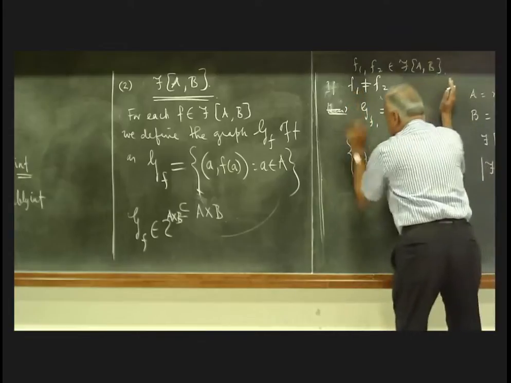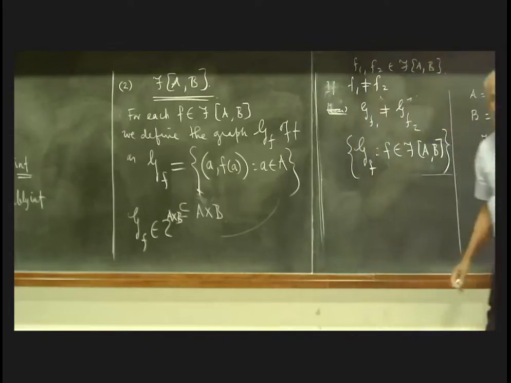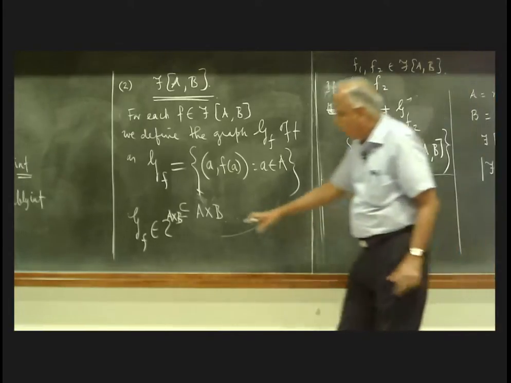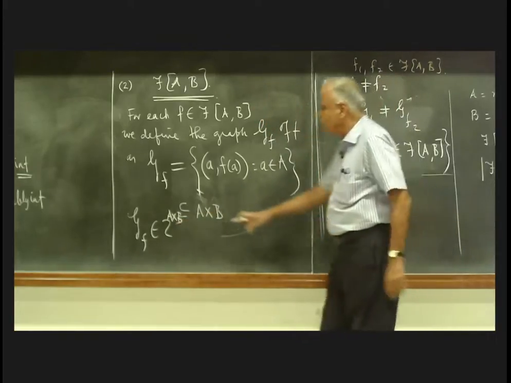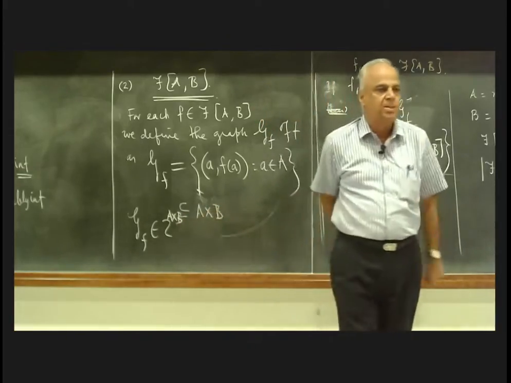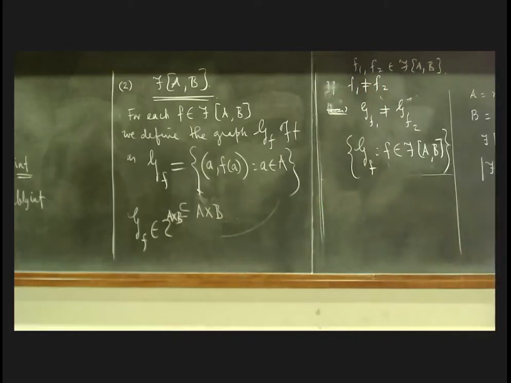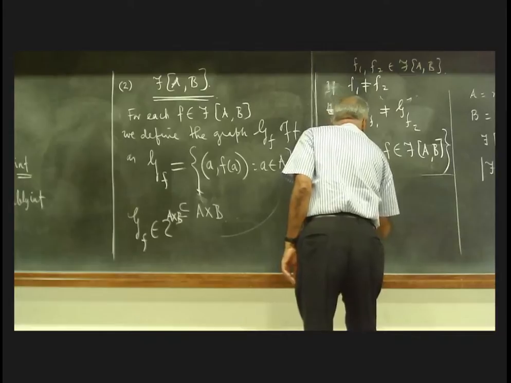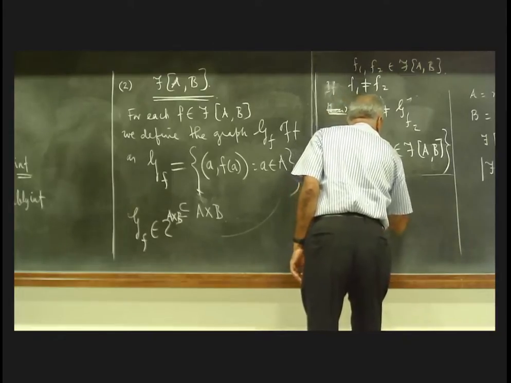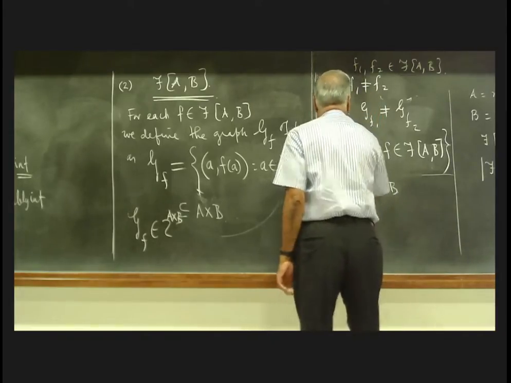Forget about this first and see where is this fellow. That fellow is in 2 to the A cross B. And now I am collecting several fellows in 2 to the A cross B. So therefore he is a subset of 2 to the power of A cross B. So he is contained in 2 to the A. Let me call it K.